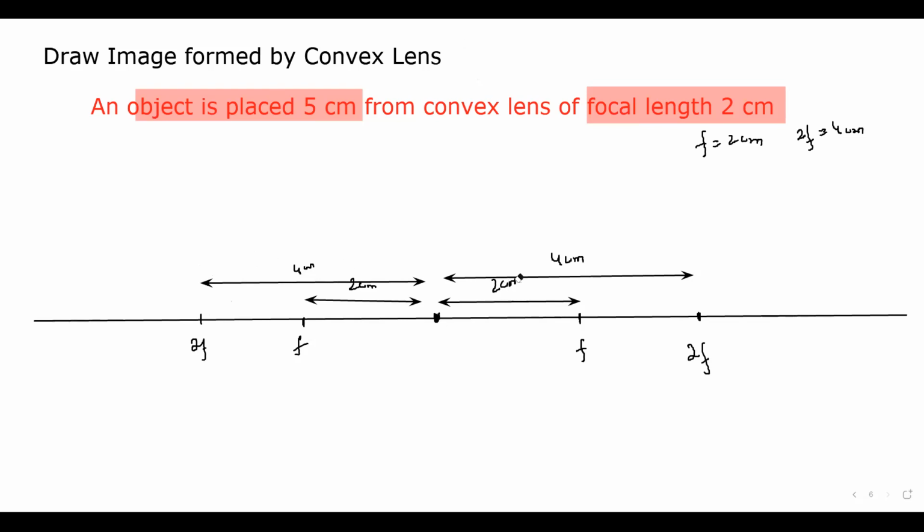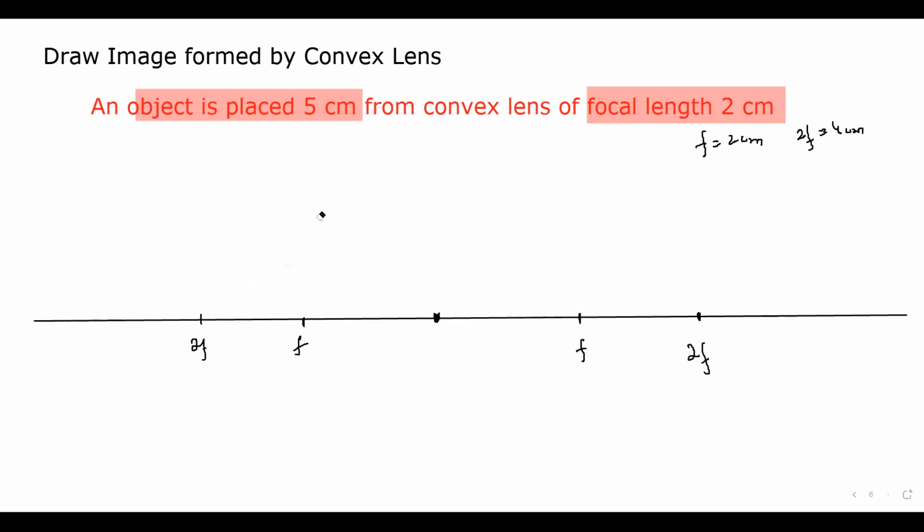You don't have to show the arrows I drew to make you understand. Your figure should appear like this: on the right hand side there is focus F and 2F, and in the same way there is F and 2F on the left hand side. Is it clear till this point?